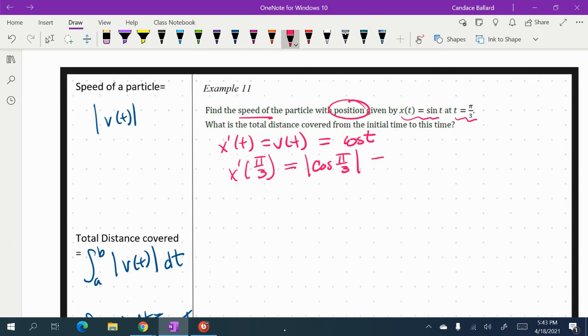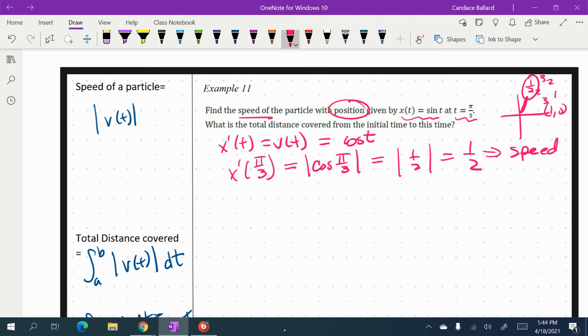We know that the cosine of pi over 3, let's go back to our good old unit circle, out 1, up 0. So it's 1, 2, 3, and then it would come down 1, 2, 3. So pi over 3 is right here. The x coordinate is 1/2. So it would be the absolute value of 1/2, or just 1/2. So my speed is 1/2.